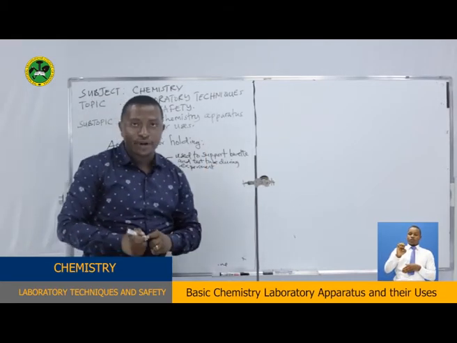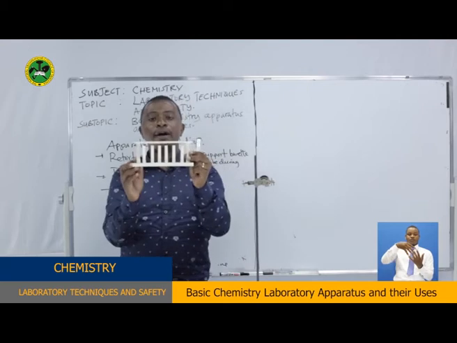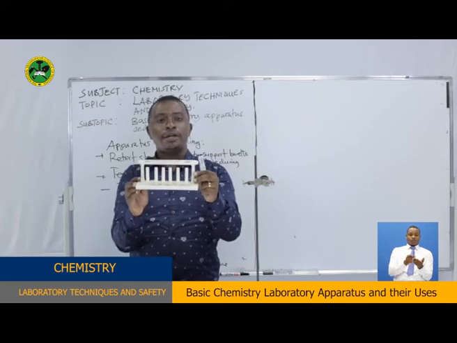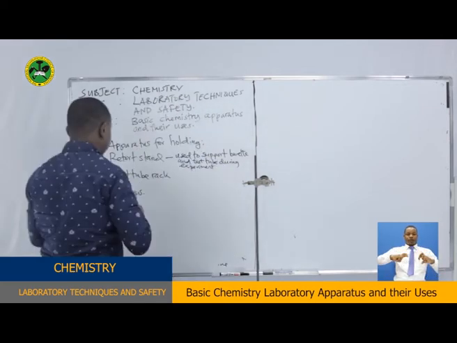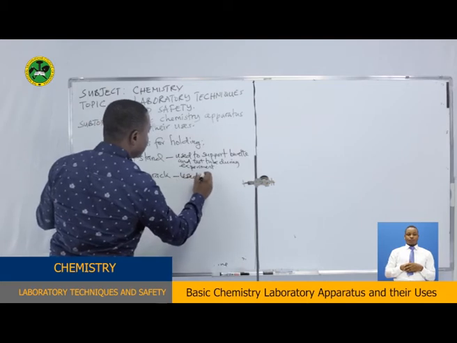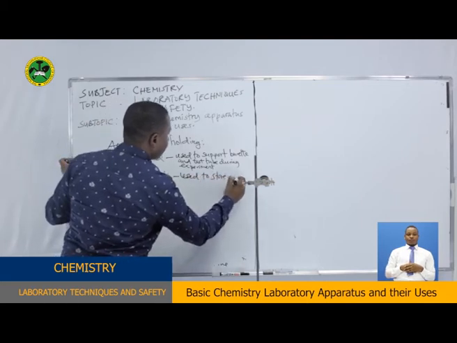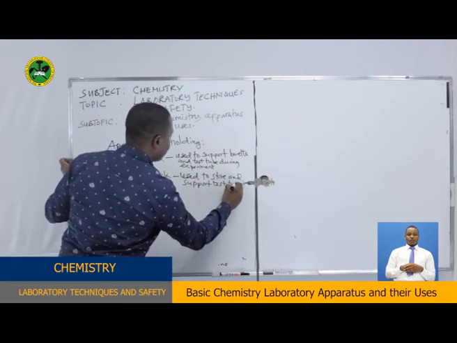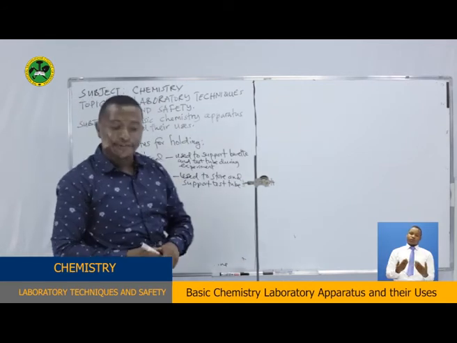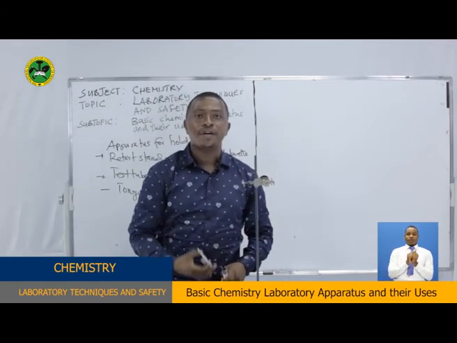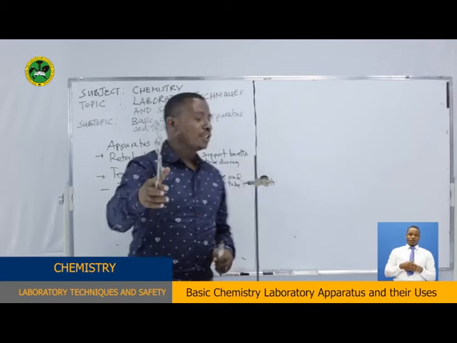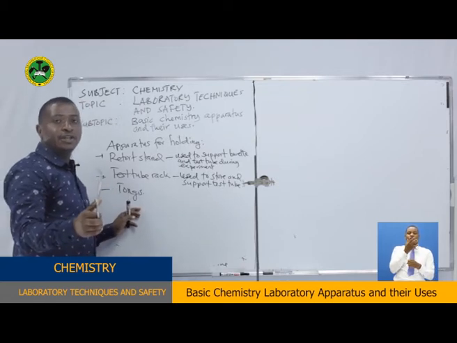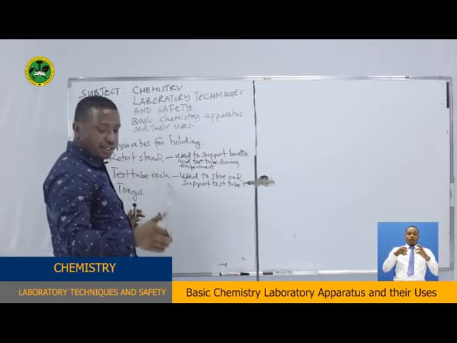We have the other one which is known as a test tube block. It's this one here. It is used to store and support test tubes in an experiment. We also have another apparatus, which is this one here. It is called tongs. It is used to hold hot substances during chemical reactions or during heating processes.